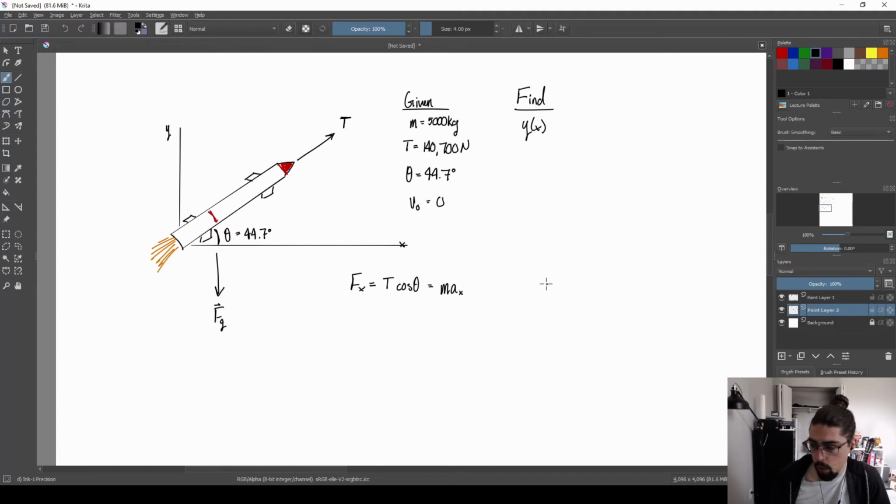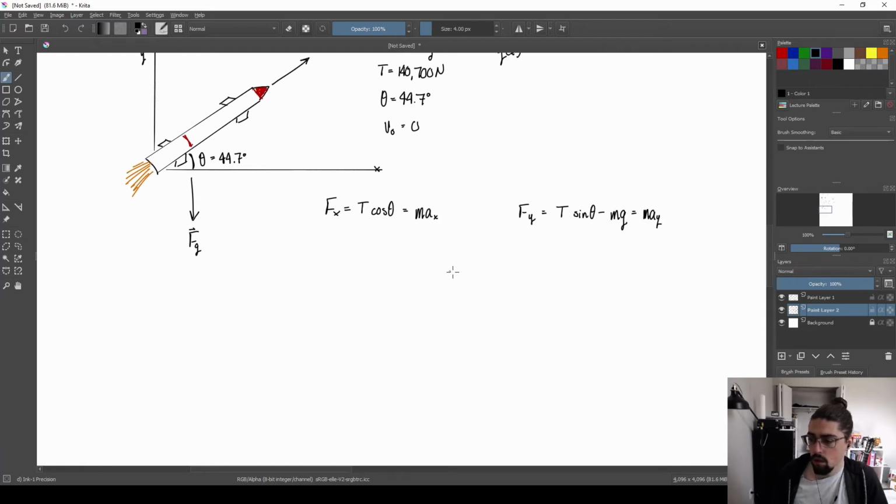We can do the same thing for the y direction, except now it's going to say something like T sine theta, that propels us upwards, minus mg. And that is equal to the mass times the y acceleration. So from both of these, I'm looking for something to do with trajectory. I would like to isolate out my acceleration first. And the entire reason that I'm doing this is so that I can get out of dynamics land and I can go back into kinematics land.